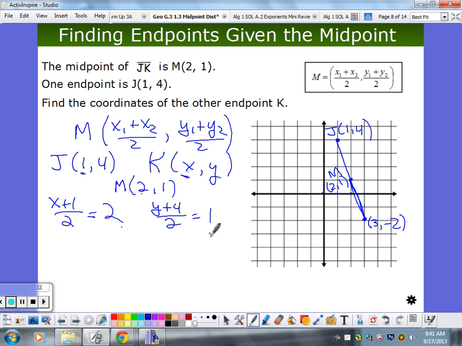Excellent. Right, so we're just using the formula, but now we have to solve for this. And this looks like a little bit of prep time. Do we know how to solve something like this? Do you know how to solve something like that? How do we do that?